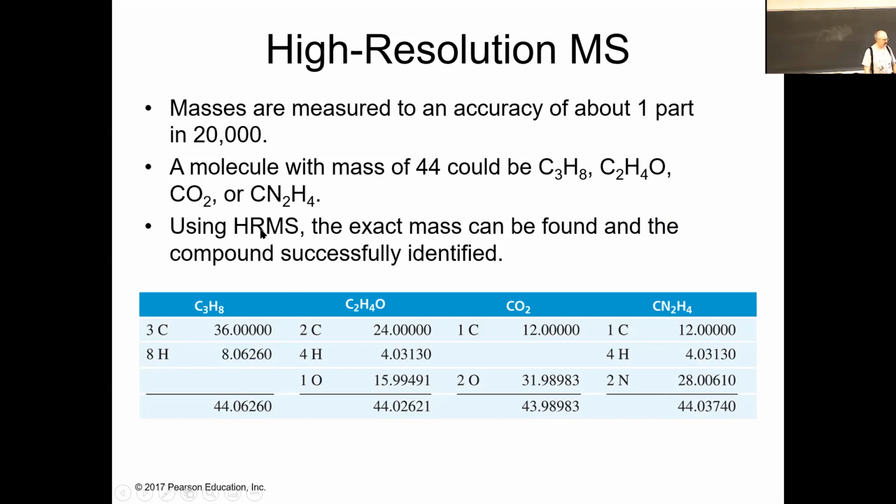But using high resolution mass spectrometry, we can see that there are differences among these 4 compounds, okay, if we go out to enough decimal places.